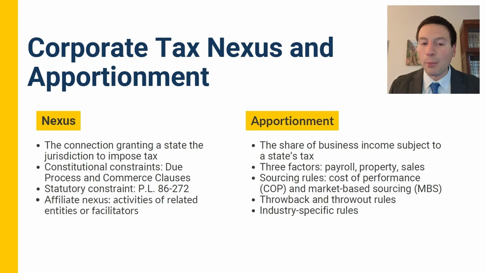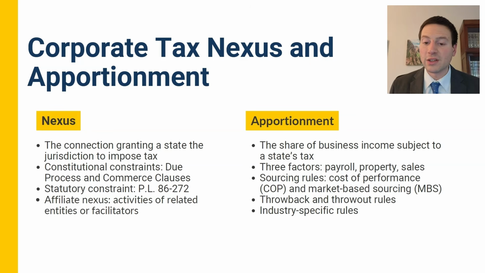And then apportionment. So once you determine is the state allowed to tax something, apportionment answers the question, how much can you tax? It's trying to determine the share of business income subject to a state's tax. Historically, there have been three factors that have been used to determine this under what's called formulary apportionment. These are payroll, property, and sales. So traditionally, it was evenly weighted three-factor apportionment.